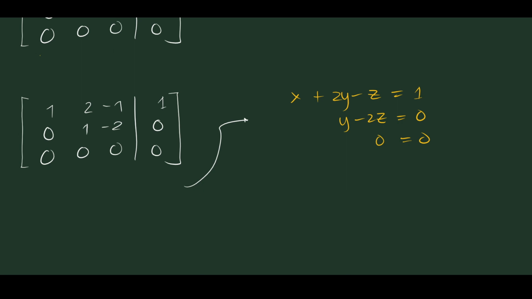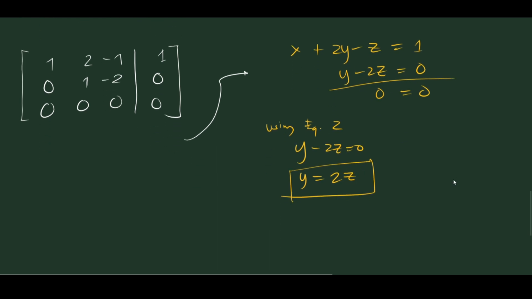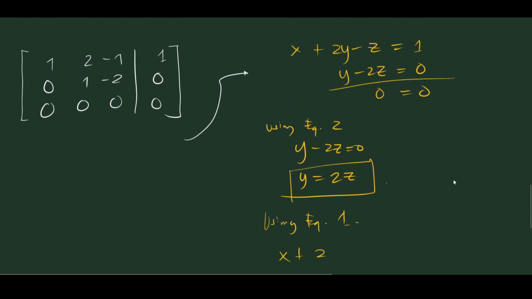Okay, so we have y here. Using equation 2, we get y minus 2z is equal to 0. So we can say that y is equal to 2z, right? Y is equal to 2z. Now using this, we can substitute this into equation 1. So using equation 1, let's substitute: x plus 2 times y, and y is 2z, right? And then minus z is equal to 1.